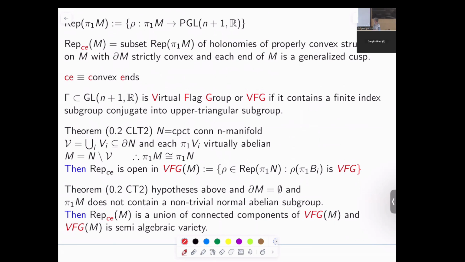And there's a concept of a virtual flag group. So what's a virtual flag group? It's a group of matrices. What does that mean? It means it contains a subgroup of finite index that's conjugate into the upper triangular subgroup. Another way to say it is a subgroup of finite index that preserves a flag.